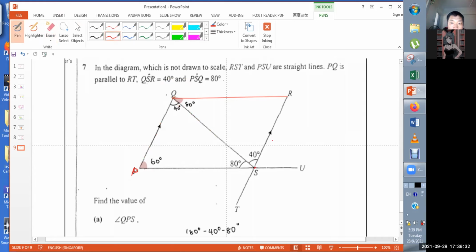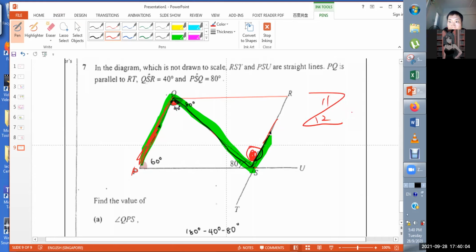No, that is 40. You know why? This is 40, right? Given by the question. And because this one is parallel to this one, can you see that you have a Z? The Z means alternate angle. Alternate angle means they are the same. This is 40, this one is also 40. That's the meaning of alternate angle. So in fact, it's 40.